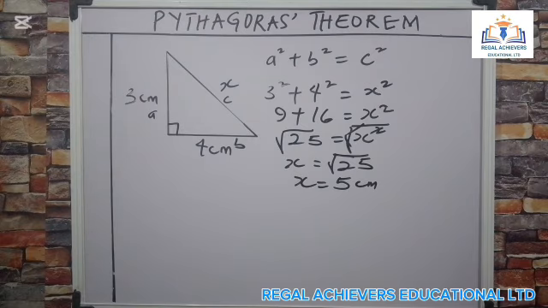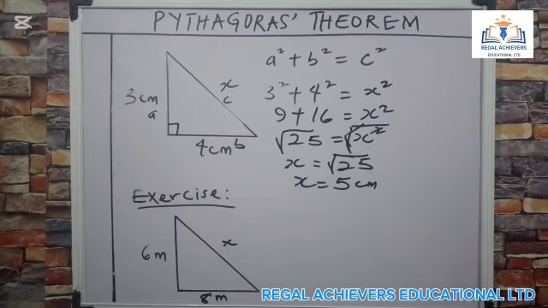That is the answer. I will give you an exercise. I will expect you to submit your answer in the comment box. The question is, we have 6 centimeters on one side, we have 8 centimeters on another side, and then we have to find the value of the longest side, which is x. Submit your answer in the comment box.